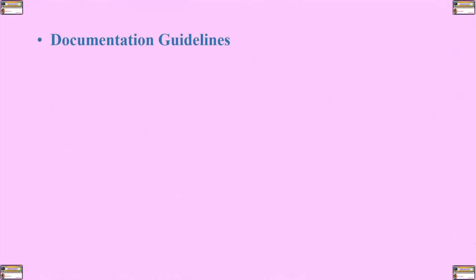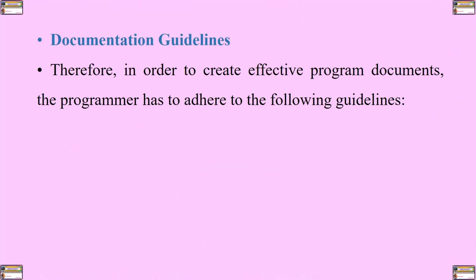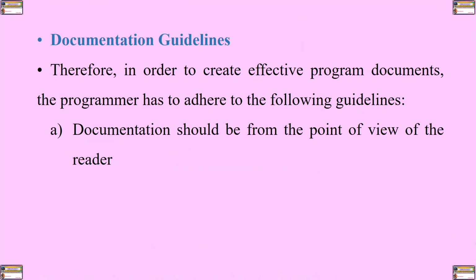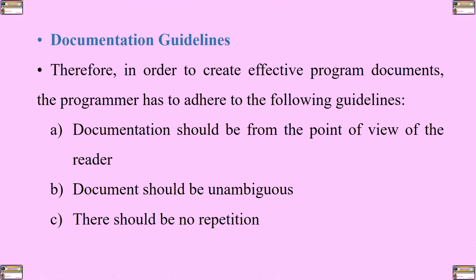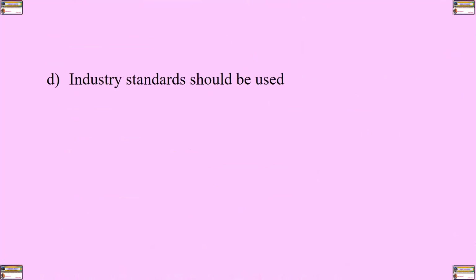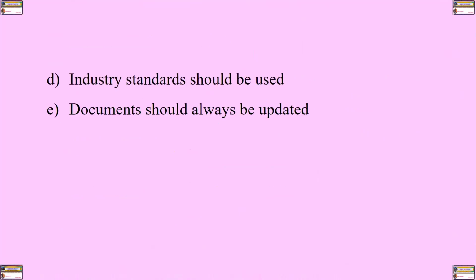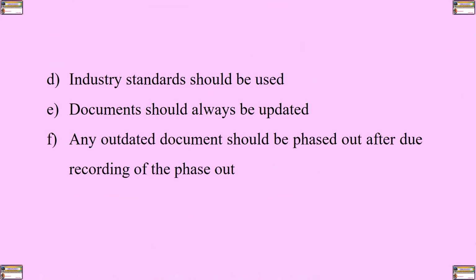So, what are some of the guidelines that you need to adhere to when you're preparing a documentation? In order to create effective program documents, the programmer has to adhere to the following guidelines. 1, the documentation should be from the point of view of the reader. Documents should be unambiguous. There should be no repetition in the document. The industry standards should be used. The document should always be updated. Any outdated document should be phased out after due recording of the phase out.